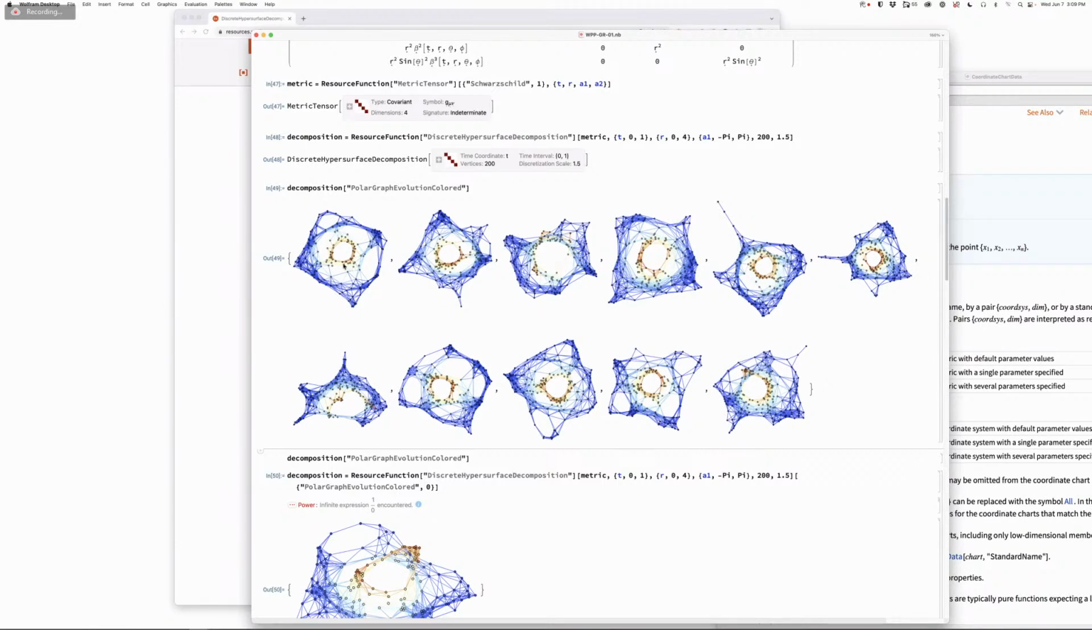Can we generate the causal graph for this evolution? Yes, but unfortunately that functionality is not yet in the function repository. That's in the pipeline.